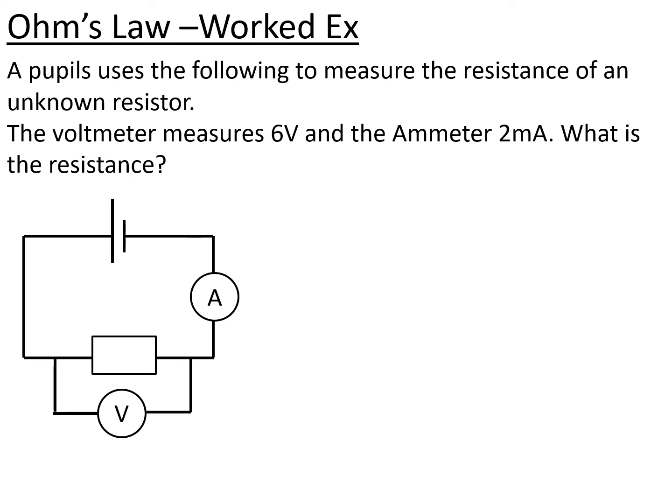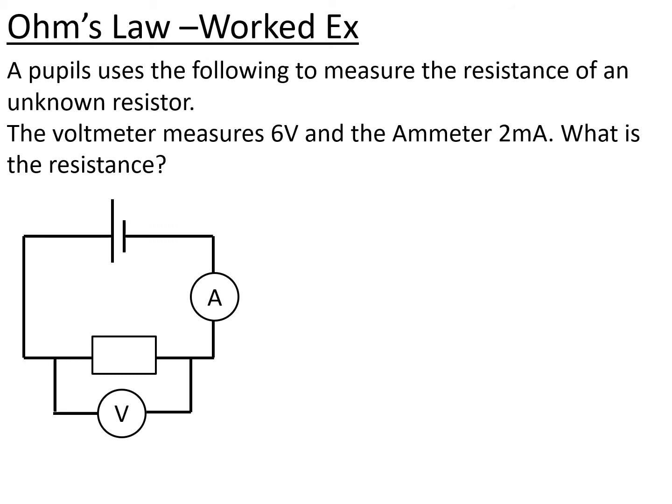A pupil uses the following to measure the resistance of an unknown resistor. The voltmeter measures 6 volts and the ammeter measures 2 milliamps. What's the resistance? So hopefully you can do this yourself. If you're confident, just pause it and try it yourself. If you're not sure, follow the video and I'm going to take you through the answer.